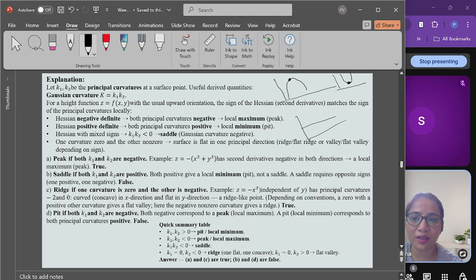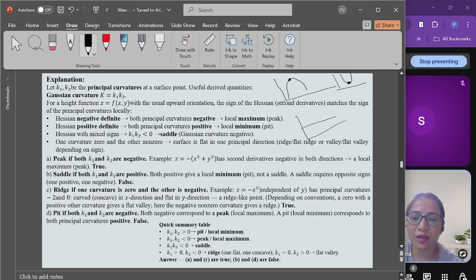Option C is ridge if one curvature is zero and the other is negative. So it is also true. You can take another example, z equals minus x square, which is independent of y. It has principal curvatures minus 2 and 0, concave in the x direction and flat in the y direction, a ridge-like point. Depending on the convention, a zero with a positive other curvature is a flat valley, and a negative non-zero curvature is a ridge. So that is true.